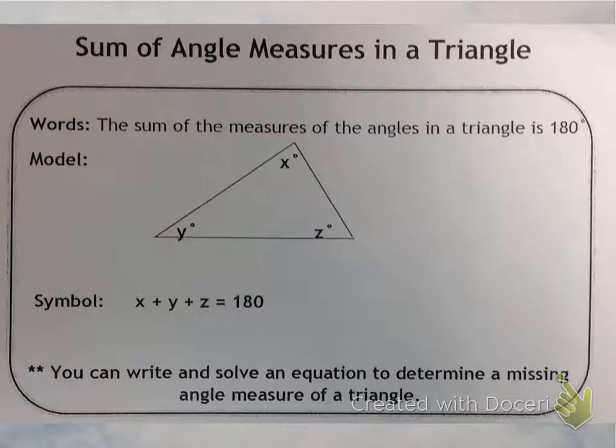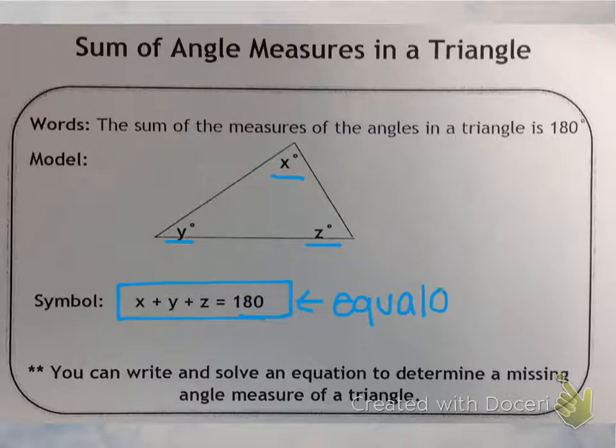So the sum of the measures of the angles in a triangle is 180 degrees. That means that angle Y, angle X, and angle Z all add up to equal 180 degrees. So this is the type of equation that we're going to have every single time we are finding the sum of an angle in a triangle.